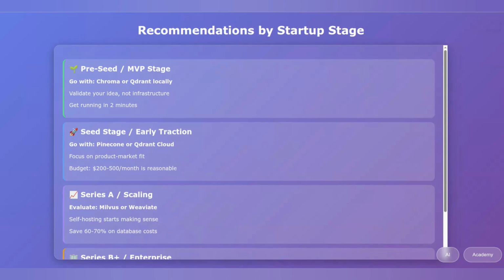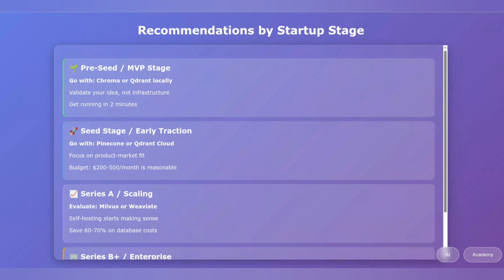Seed stage or early traction. Pinecone or Qdrant Cloud. You have users, some revenue, but limited engineering bandwidth. Pay for managed services and focus on product market fit. Budget, $200 to $500 a month for vector database is reasonable at this stage.